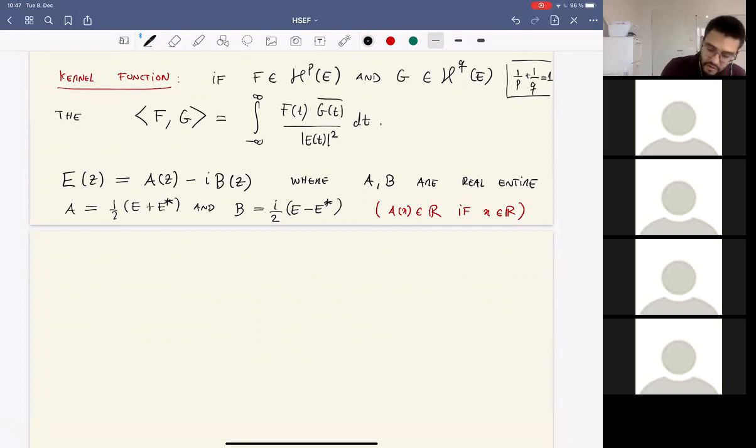Okay. And then I would define the kernel function, and that would be the reproducing kernel of the space. And there are two identical ways of writing this. One is with the E function.